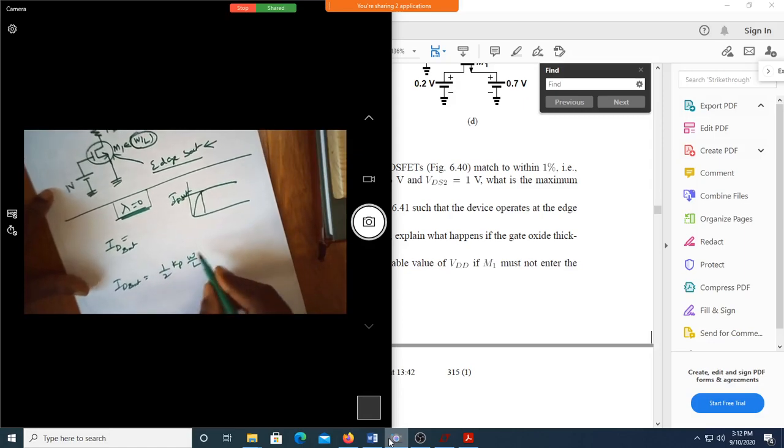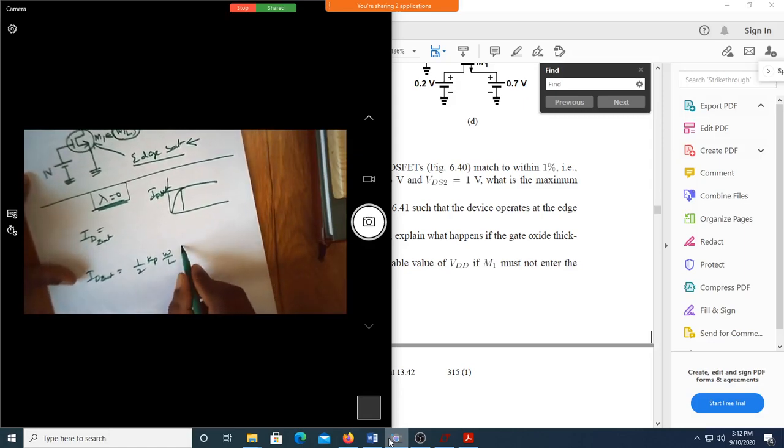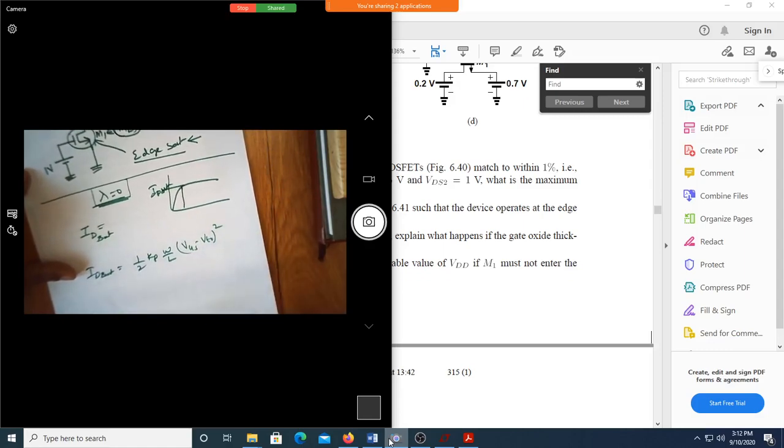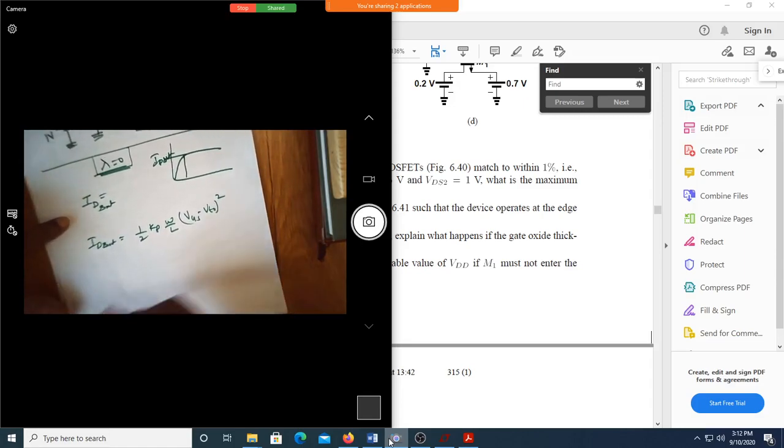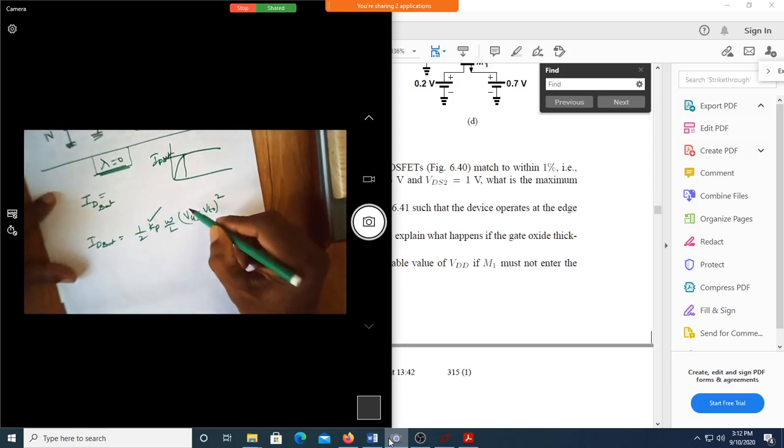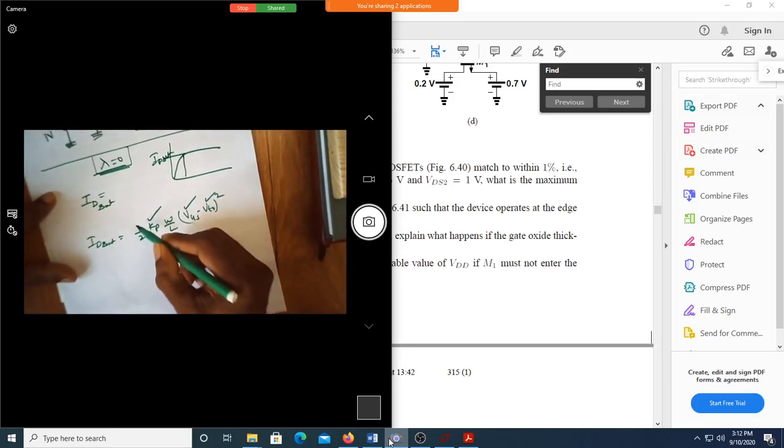½ Kp W by L (VGS minus VTH) whole squared. Correct? Is this the equation? Out of this, what all things do we know? We know this, we know this, we know this, because this is known.